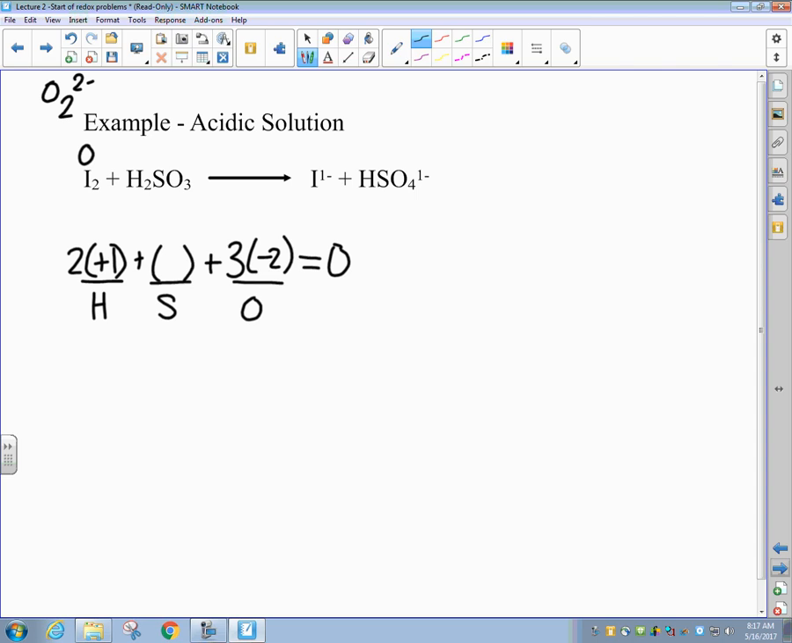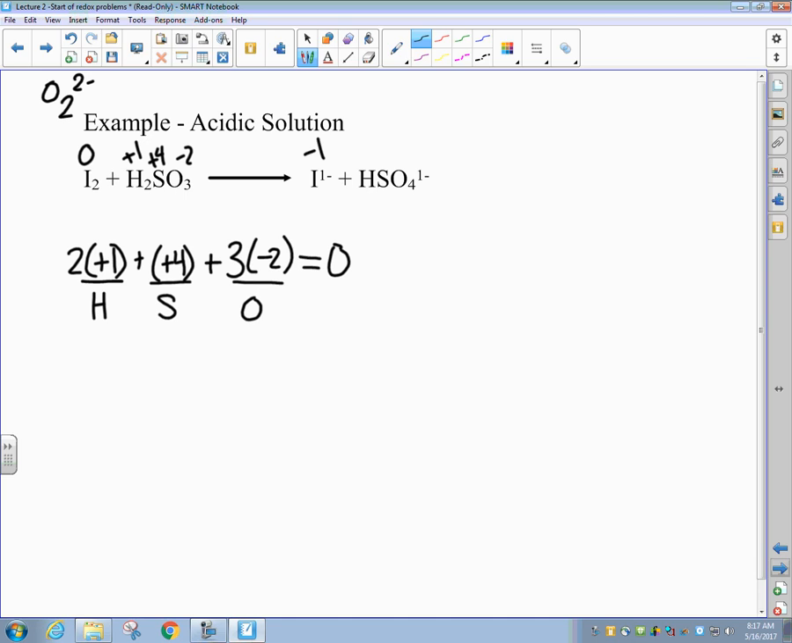That means we have a +2 plus a -6, giving us a -4 charge altogether. What plus -4 gets us to 0? +4. So we know that sulfur's oxidation state is +4. So I like to write the oxidation state above each atom that we're talking about. So we have +1 for hydrogen, +4 for sulfur, -2 for oxygen. If we look at the other side, this one's easy. It's a single atom ion, so its charge is equal to the charge of the ion.